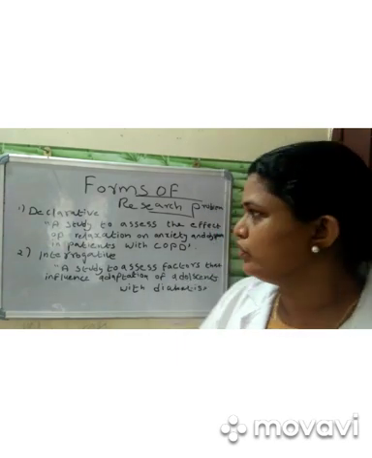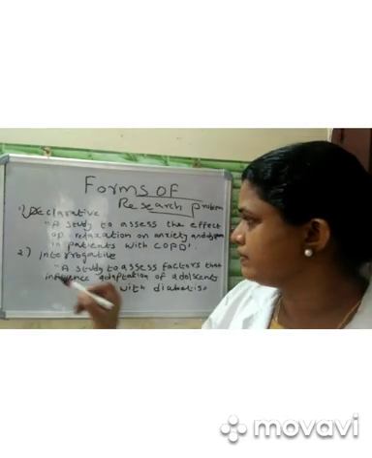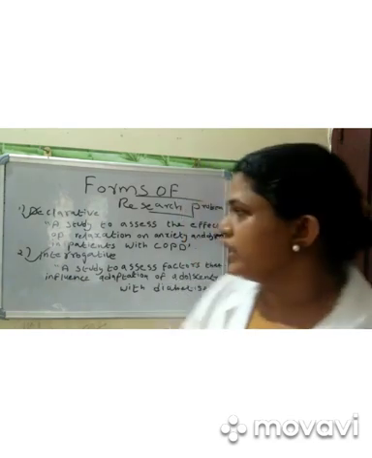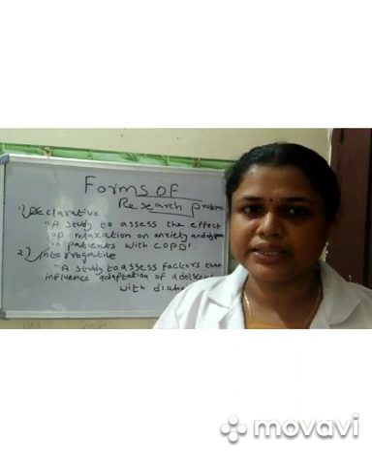Next we can see the forms of research problems. Research problems are of 2 forms. First one is the declarative form of statement, and second one is the interrogative form of statement. What is a declarative form of statement? In this statement we are declaring something.